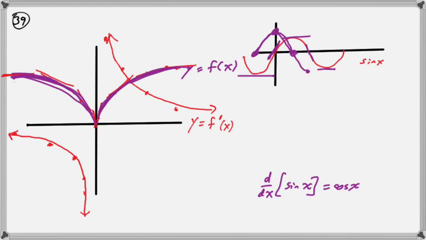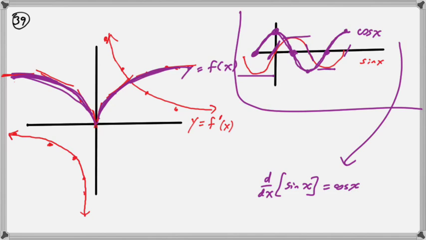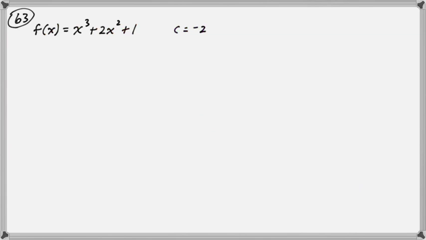Here the slope is 0, so it goes through 0. Here the slope is 1, so it goes through 1. You'll notice that I just graphed which curve? The cosine. Why? Because the derivative of sine is cosine. And I just did it from the general slopes. Okay, I was also asked, that one was not 39, that was just an example showing that the derivative of sine was cosine.